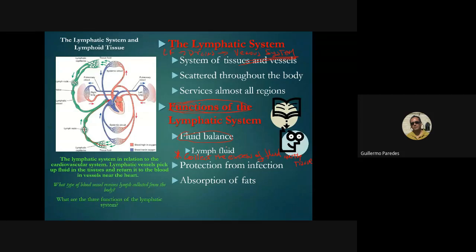Okay, so that's why if you have a problem with the lymphatic system, you can have edemas, that we will talk about another time. Then we have protection from infection. Why? Because they contain the white cells. That is the highway for the white cells. The white cells are going to take shortcuts. They are going to travel not only by the bloodstream, arteries and veins, but also through the lymphatic system. And the other function is the absorption of fats and some proteins. So those are the three functions that I'm going to ask in the next exam. All right? You follow me?